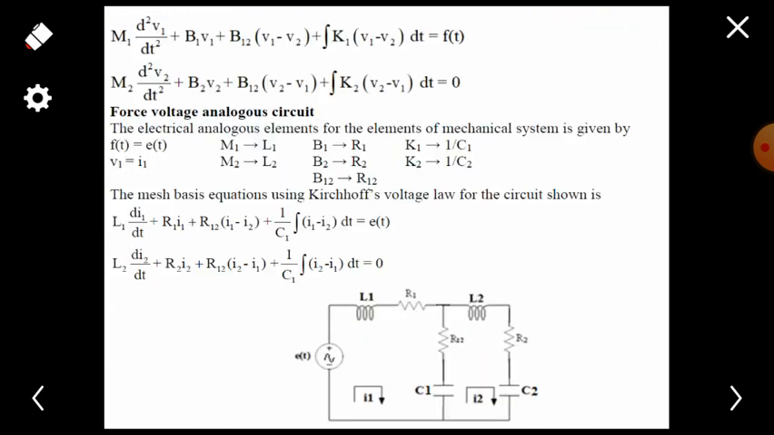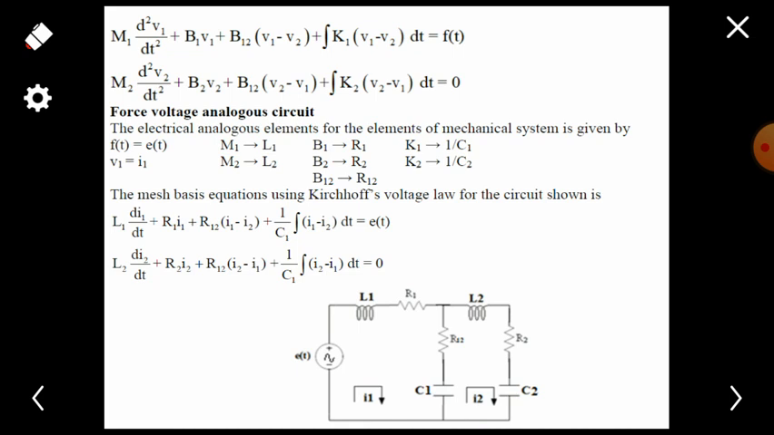m1 into d square v1 divided by dt square plus b1 v1 plus b12 into v1 minus of v2 plus integral of k1 into v1 minus of v2 dt equal f of t. m2 into d square v2 divided by dt square plus b2 v2 plus b12 into v2 minus of v1 plus integral of k2 into v2 minus of v1 dt equal 0.